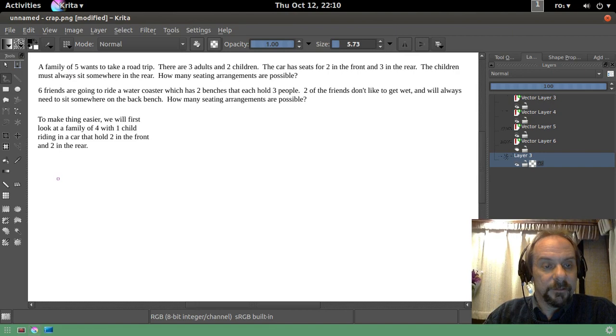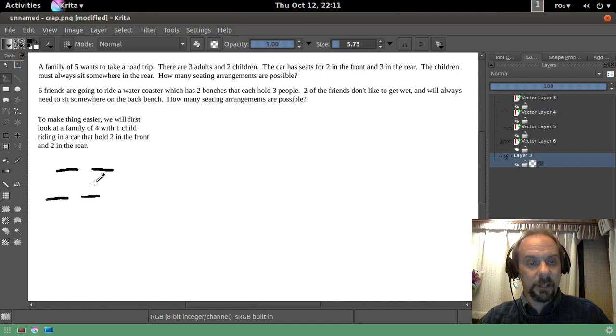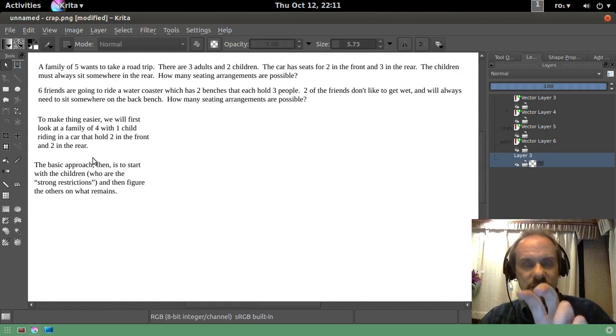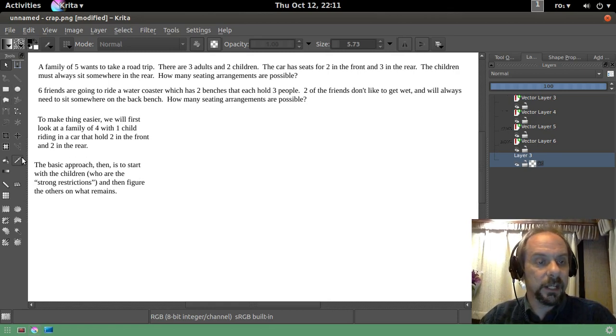So again, we have this car with 3 seats, but this time I'm not going to deal with the diagramming so much. We're going to work it by a formula, and the basic approach is simply to start with the children because they're the strong restriction, and then figure in the adults, which is really what we did last time. So let's go ahead and do that again.